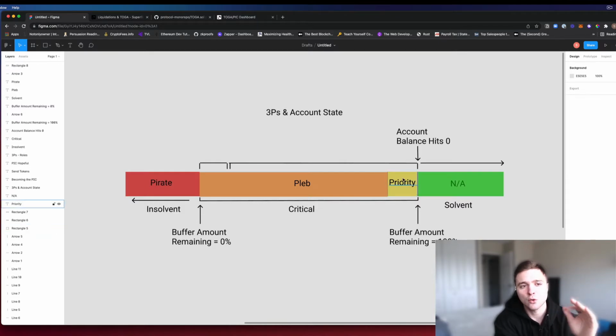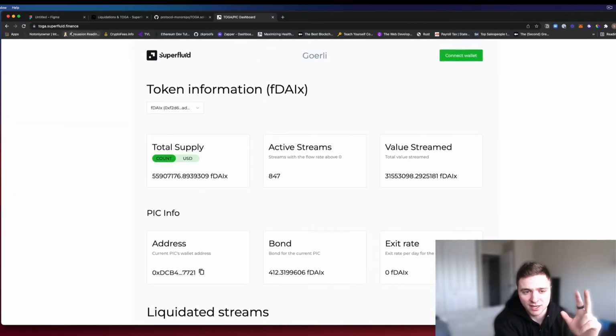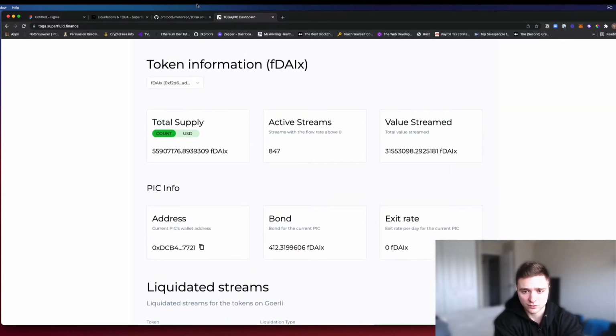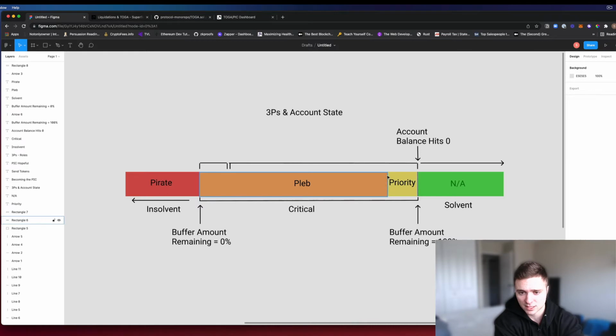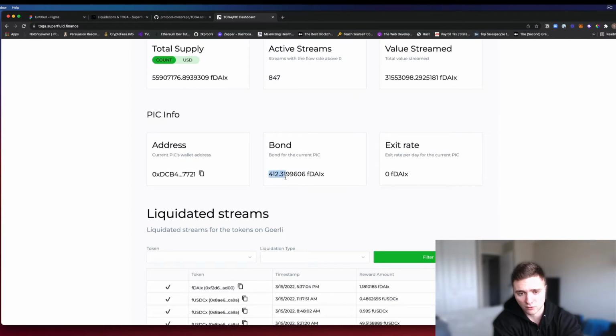To see who the PIC is on different networks, you can see this inside of our TOGA dashboard, toga.superfluid.finance. TOGA is short for Transparent Ongoing Auction. To become the PIC, you can just stake an amount that's greater than what you see here as the current bond amount. So if you wanted to become the PIC and receive all the rewards from closing streams inside of this priority period, or the patrician period, you just have to put up an amount that is greater than this 412.